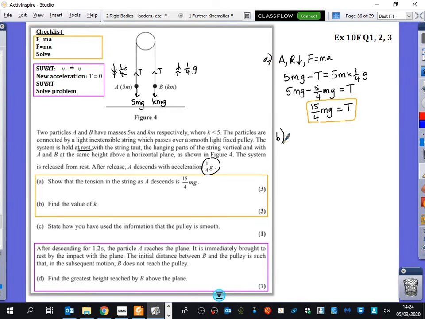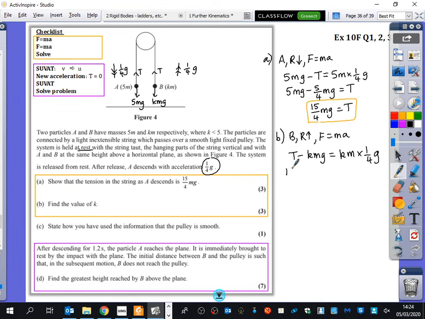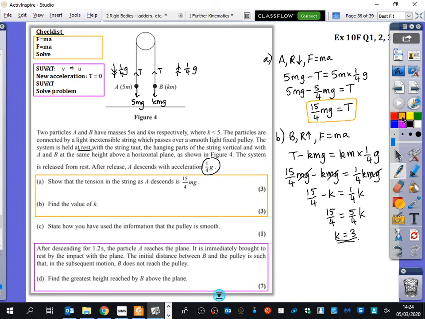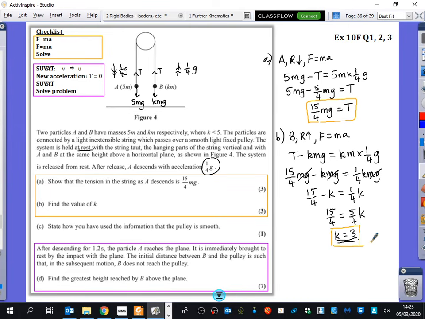Now I'm going to find the value of k by looking at the other particle. So I'll look at B and I'll resolve up using F equals ma. So I get T minus kmg equals km, and the acceleration is a quarter g. But I know that T is 15/4 mg, so 15/4 mg minus kmg equals a quarter kmg. And I can cancel the mg's. So 15/4 minus k equals a quarter k. So 15/4 equals 5/4 k. So k equals 3. And I'm just going to pause there for a second to give you all a chance to catch up to that bit. It's pretty tough.